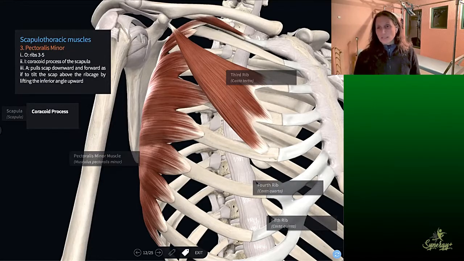All the muscles that help stabilize our shoulder blades back and down are going to help loosen the tight pec minor, so the anterior structure. So yeah, if you can think about that.